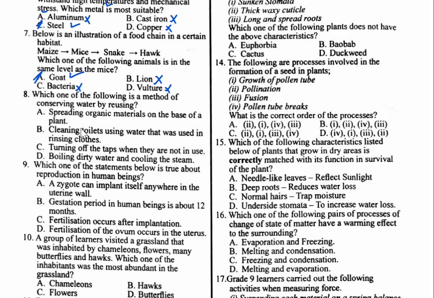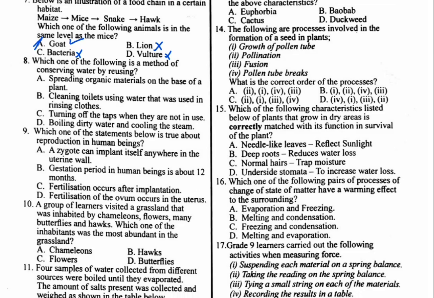You continue to question number 8. Which one of the following is a method of conserving water by reusing? A, spreading organic material on the base of a plant. B, cleaning toilets using water that was used in rinsing clothes. C, turning off the taps when they are not in use. D, boiling dirty water and cooling the steam.